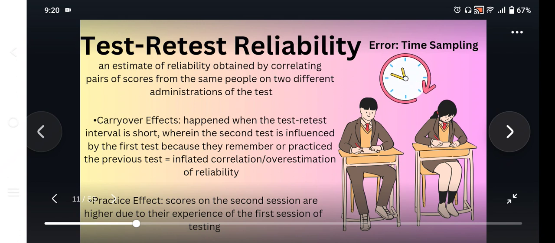Test-retest method or time sampling. One way of estimating the reliability of a measuring instrument is by using the same instrument to measure the same thing at two points in time. Okay? Okay.